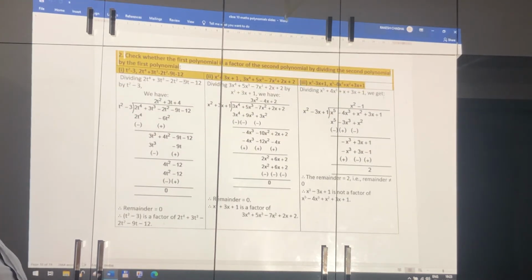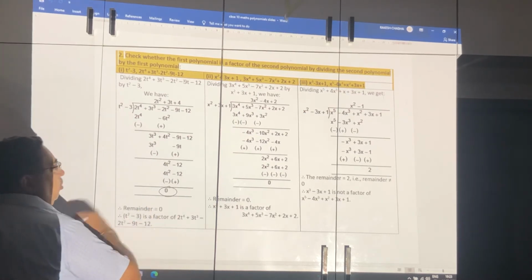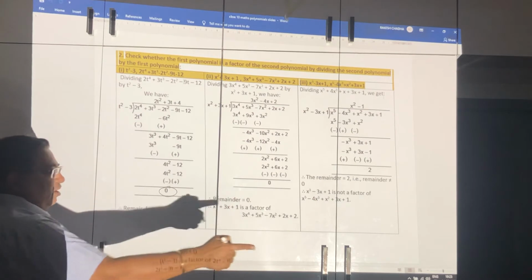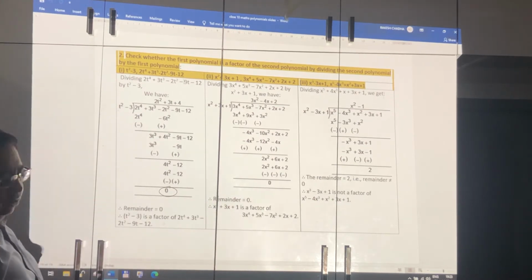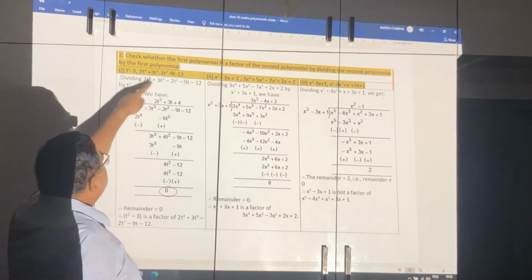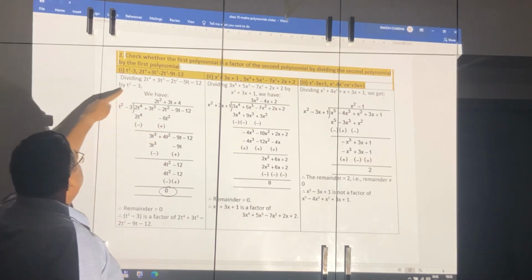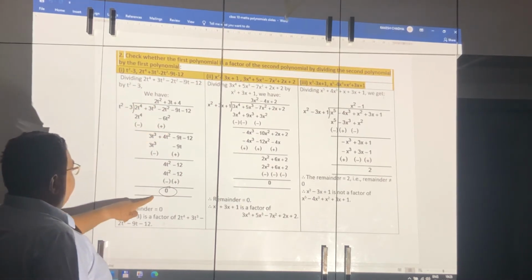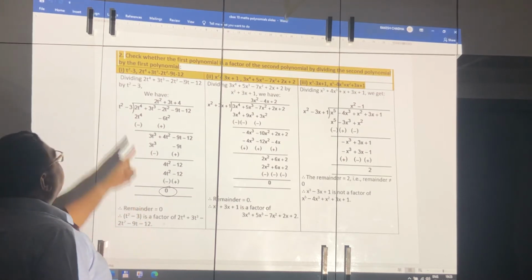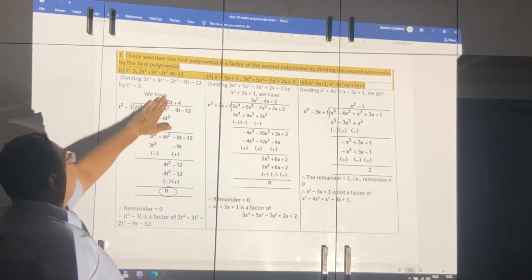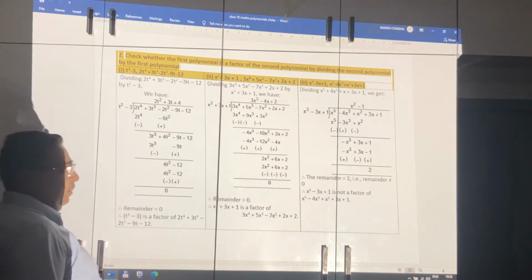In the next sum, I have to check whether it is a factor. If it is a factor, remainder should be 0. If there is a remainder, it is not a factor. Okay, that is what we also learned in the lower class. So I will put the px here, I will put the gx here, do long division, I get a 0, therefore this is a factor, this divides it completely.